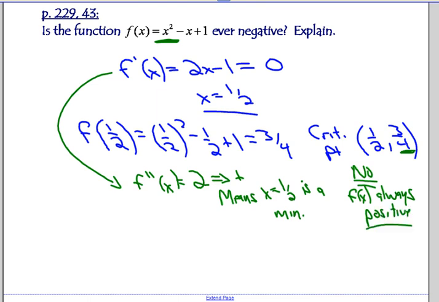And I've explained it here in my reasoning by taking the derivative, getting the critical point, showing that's a min, and finding the y-coordinate at the critical point, and showing that that is positive. That completes the problem.